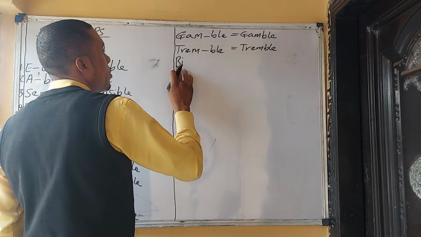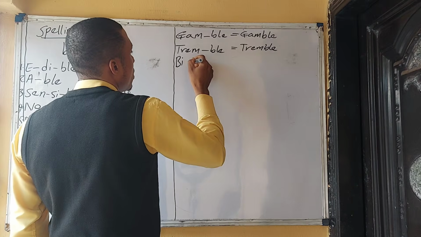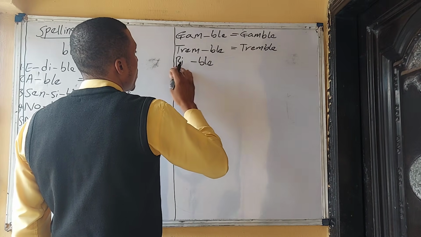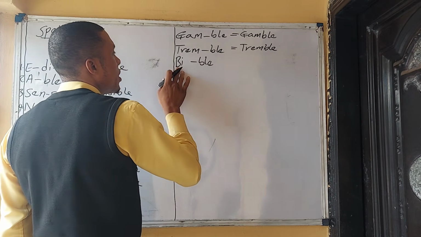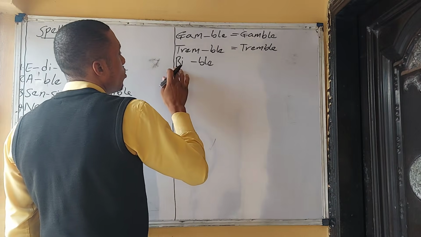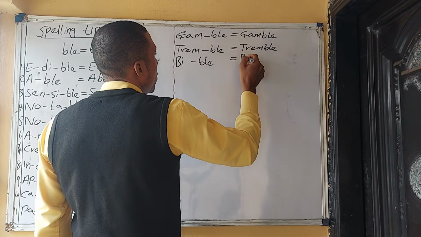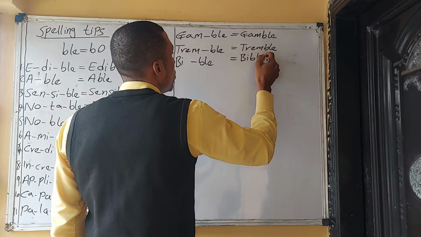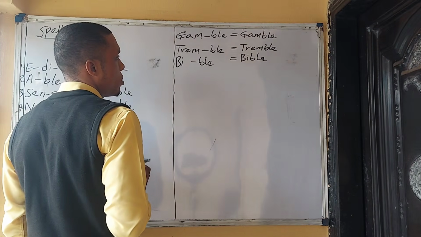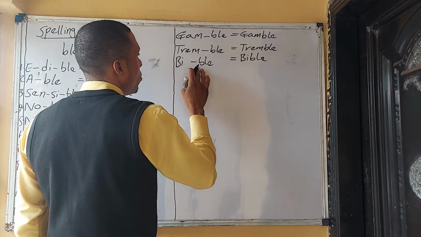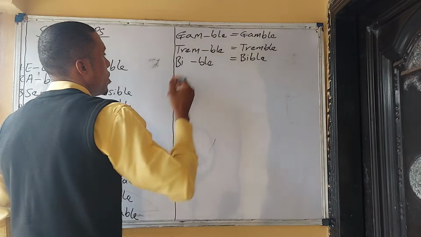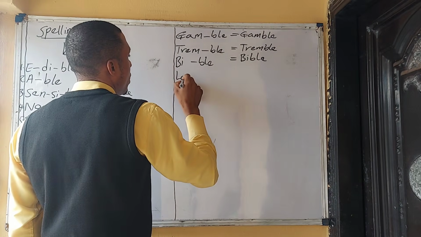Next one, you have BI, is B or ba. Then we have bo. It's sounding ba here because it is in an open syllable. Ba, bo. When you bring it together, you have bi, then bo. Bible.